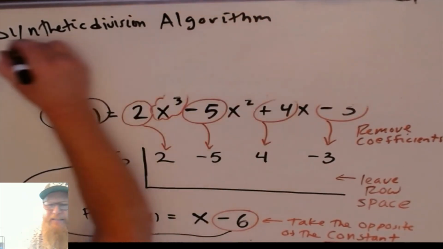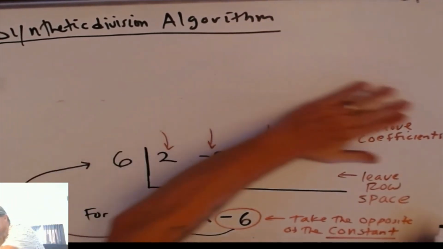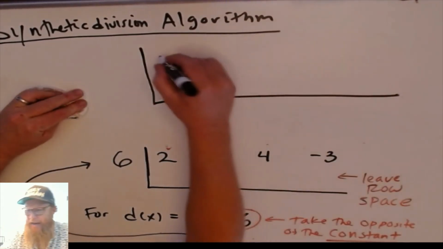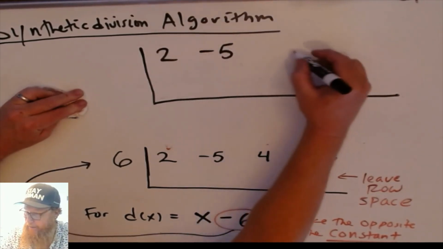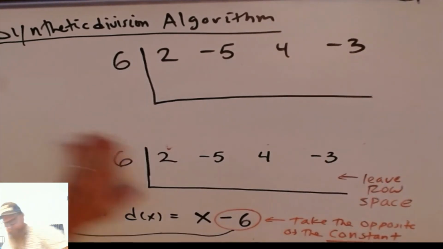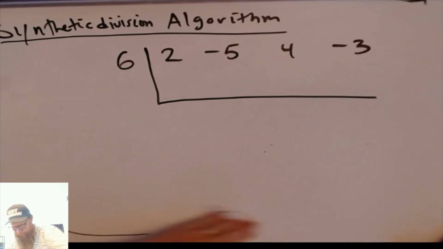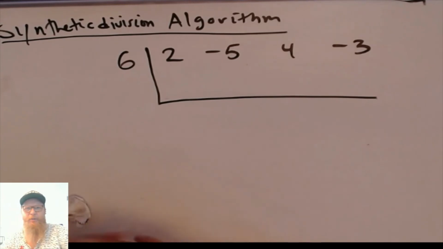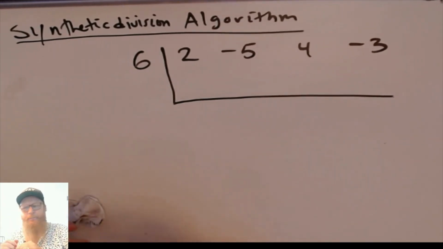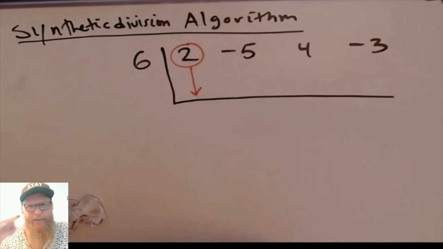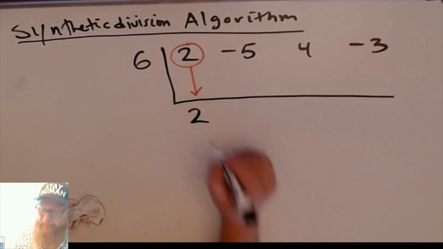It's a little bit of a different rhythm than the long division algorithm. So here's how it goes. It's a lot faster. I'm just going to copy it up here. 2, negative 5, 4, negative 3. And then 6 goes out here. All right? And so here's the algorithm, and I'm going to do it all step by step. First step, bring down the leading coefficient. Okay, so that comes right down here.